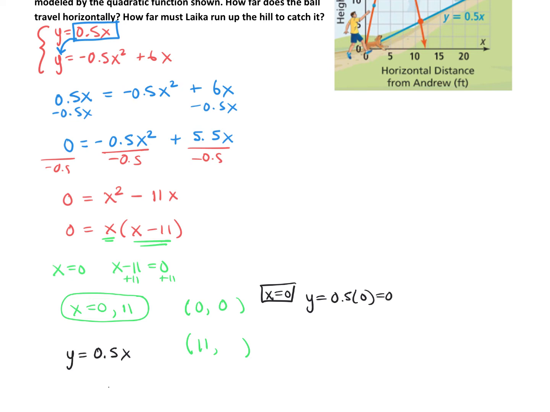So 0, 0. And then what if the x is equal to 11? What's the y that goes with that? So y equals 0.5 times 11, and that gives us 5.5. So that gives us the other intersection point.